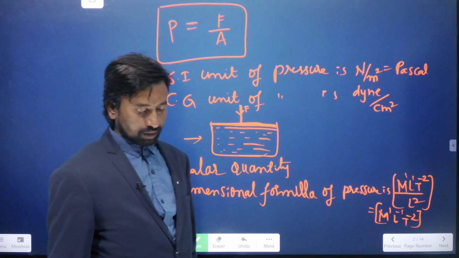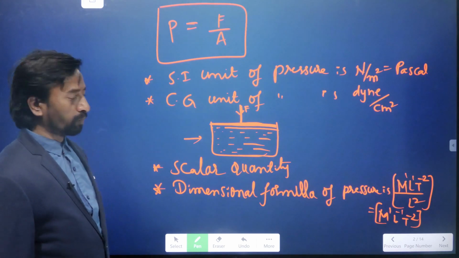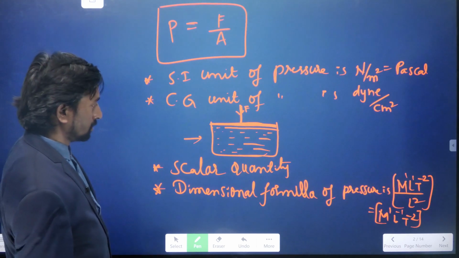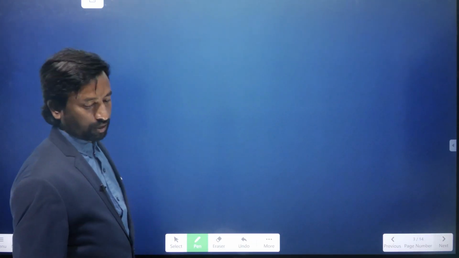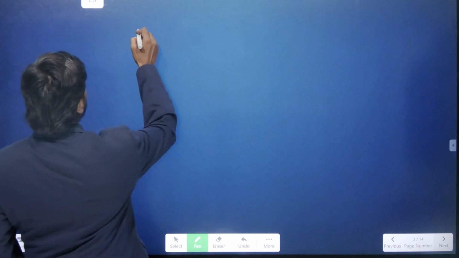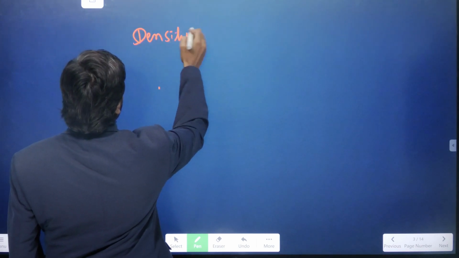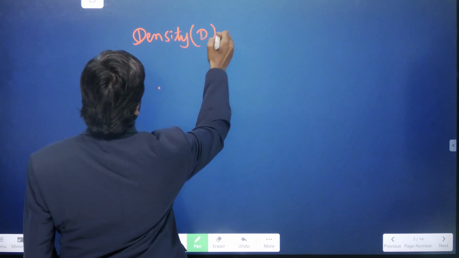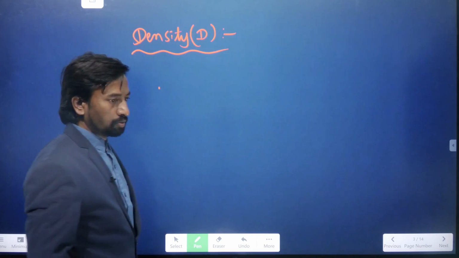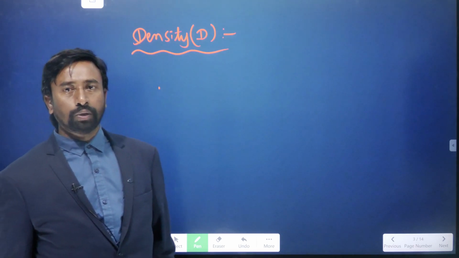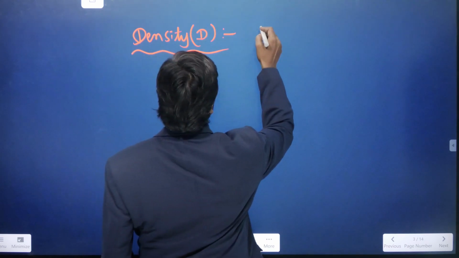To study fluids we require one more physical quantity, that is the density. So now we are going to discuss the density also. Density is denoted by the letter D, small d or capital D. What is the density of an object? Density is nothing but mass per unit volume of an object.